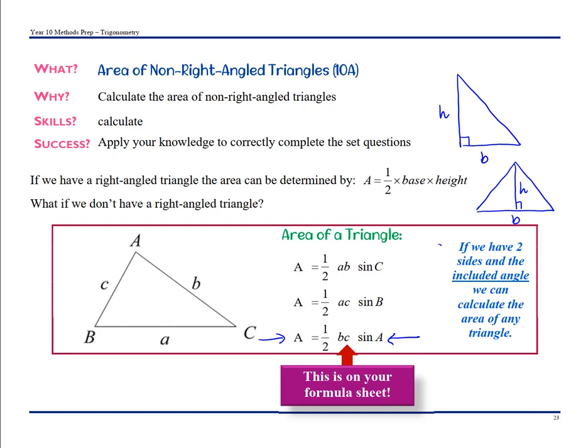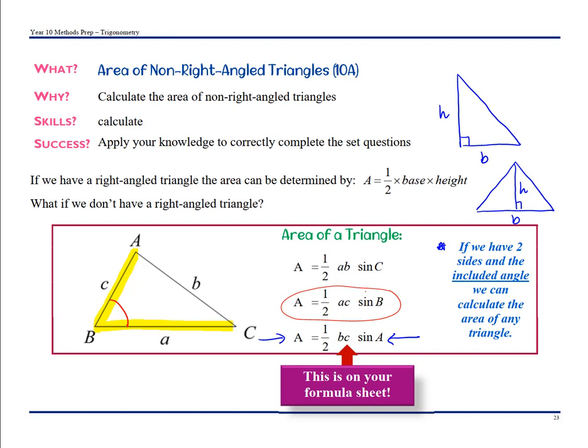So as you can see off to the side here, if we have two sides and the included angle, now remember that included means the angle in between. So if I had side C and side A, I would need angle B to be able to do the area of a triangle. If I did have that, I would therefore use this form of the formula because I have my length A, I have my length C, and I have my angle B. So it depends on the information you're given. Use the formula on your formula sheet and just rearrange the information.